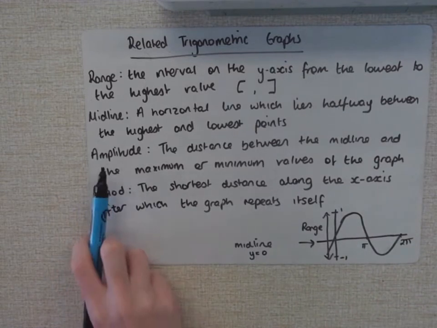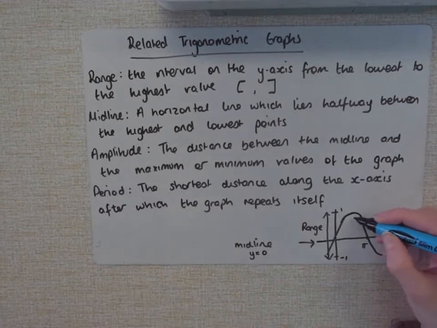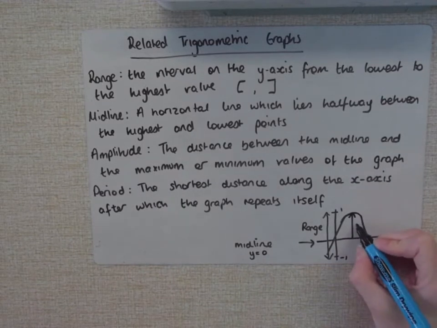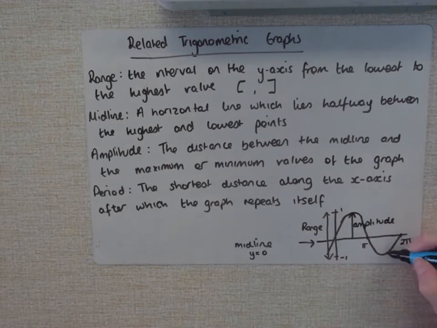The amplitude then is the distance between the midline and the max or min value of the graph. So this would be your amplitude, or this could be your amplitude if you go down. The distance between the midline and the max or min value on the graph.